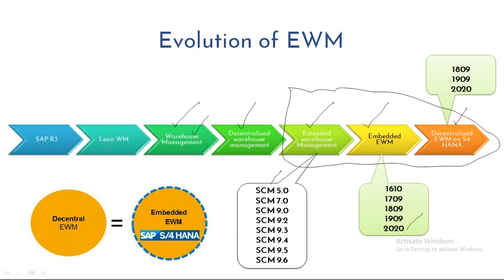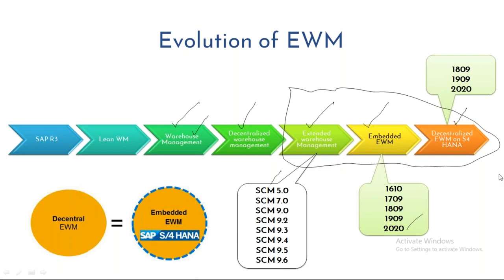I have one quick question. In case of decentralized, how is the communication done between the ERP and the EWM system? We have two options. One is we can use something called QRFC, queued remote function call, and we can use TRFCs also. But the mostly used method in the market is QRFC.